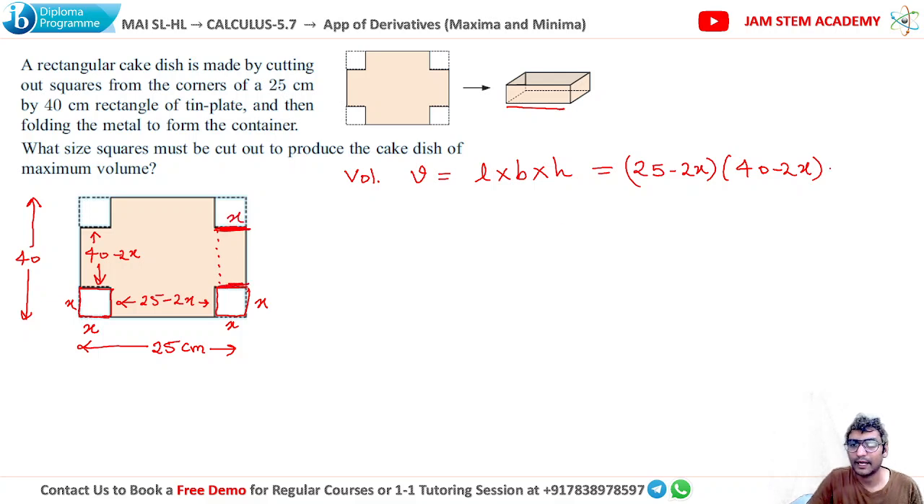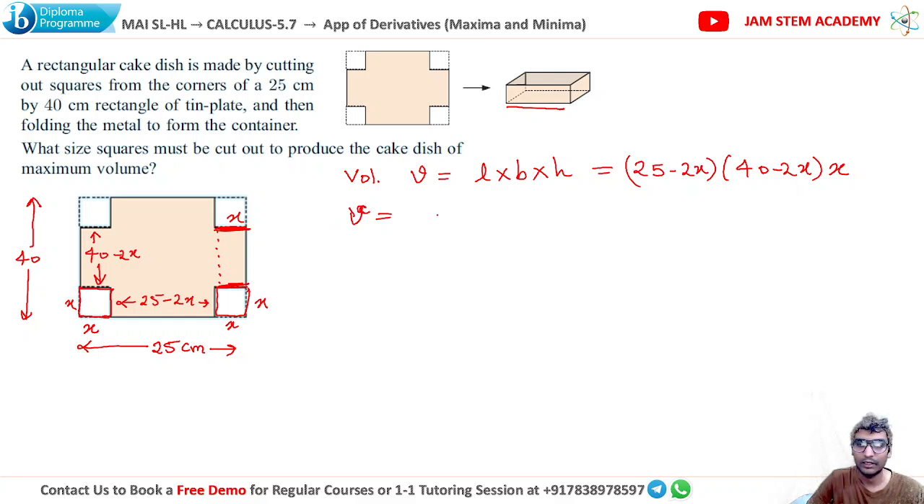So height is x here. So that's your expression in terms of v only, right? Now here we have x as our variable. So let's simplify it because we have to differentiate it. You can multiply the terms and get the value of v. It comes out as, let's multiply these.